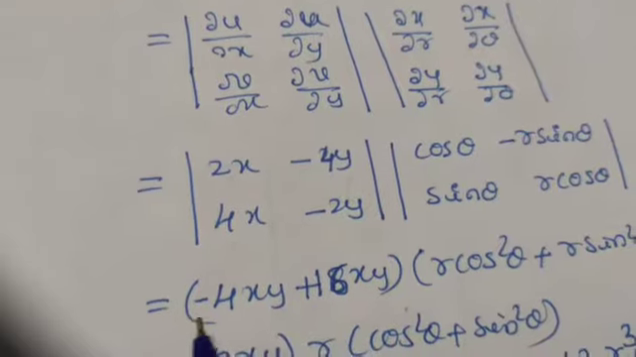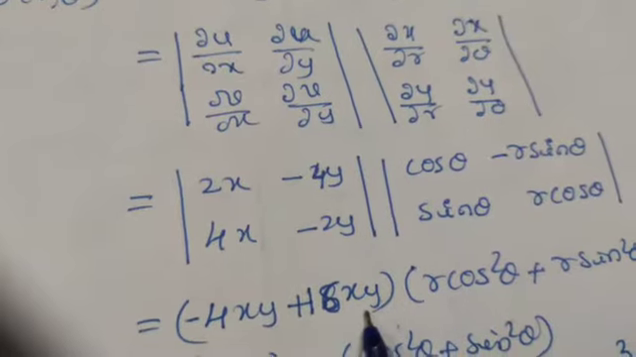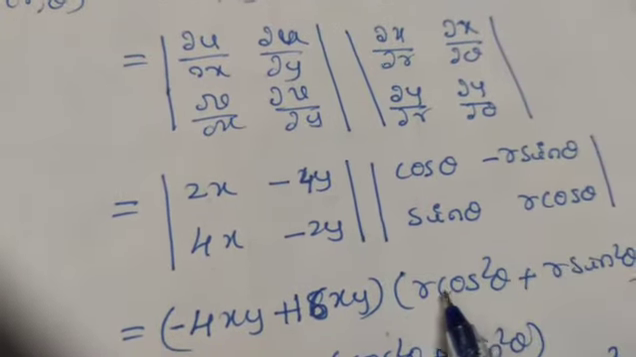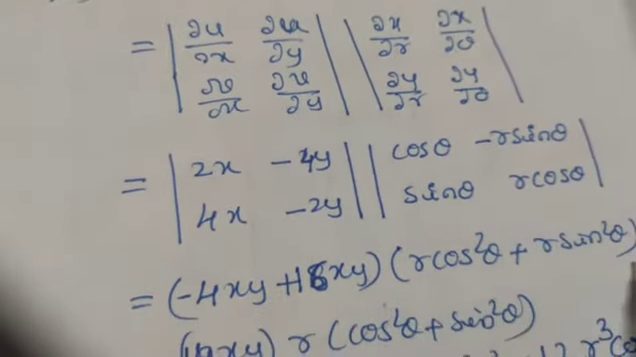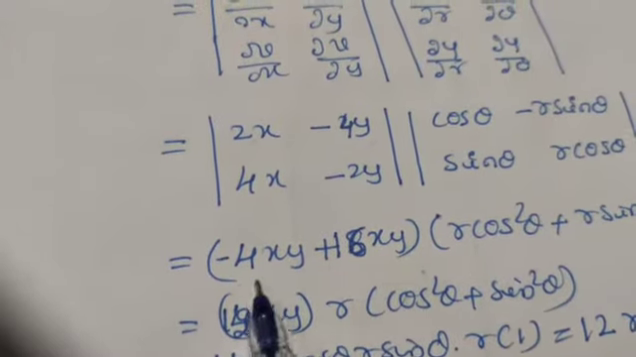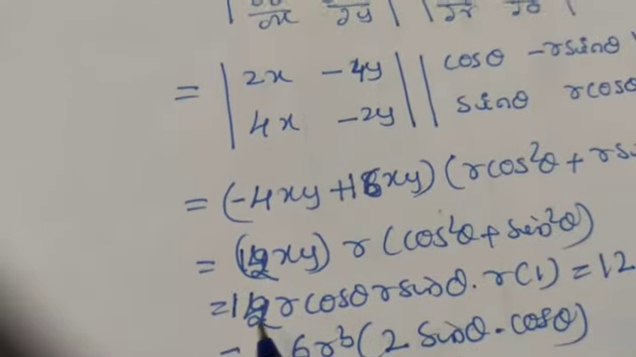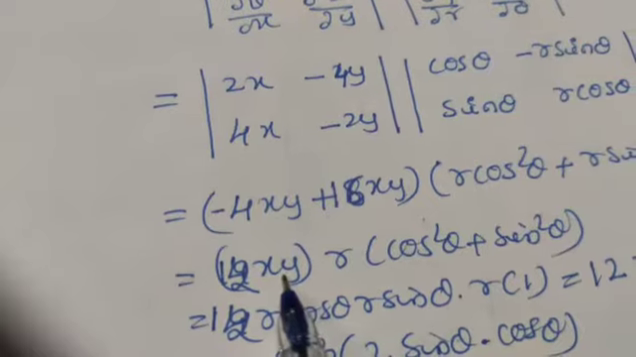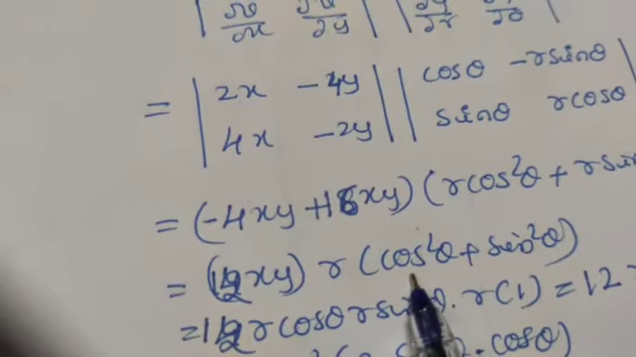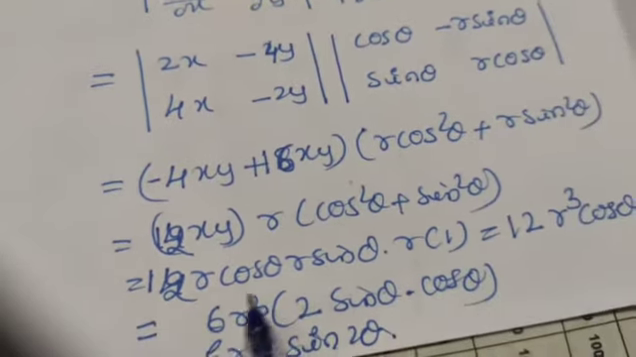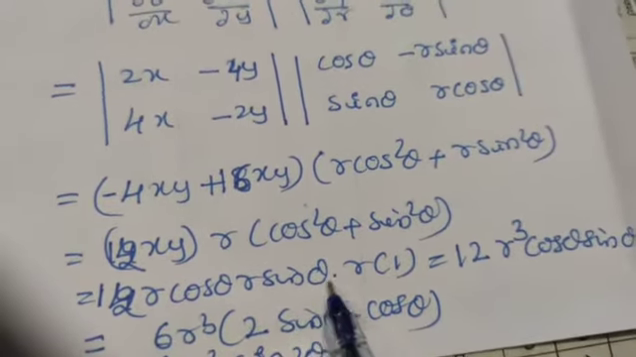Cross multiply here: this is minus 4xy, and multiplying these two, we get plus 4 into 4, 16xy. Here, cross multiplying, you will get r cos square theta plus (minus into minus) plus again r sin square theta. Simplifying this, you will get 12xy into, taking r common in these two, cos square theta plus sin square theta. So this is 12. Substitute the values of x and y: x is r cos theta, y is r sin theta, into this r, and we know cos square plus sin square is 1. So it is equal to 12, r into r into r, we have 3 times, so it is r cube cos theta sin theta.